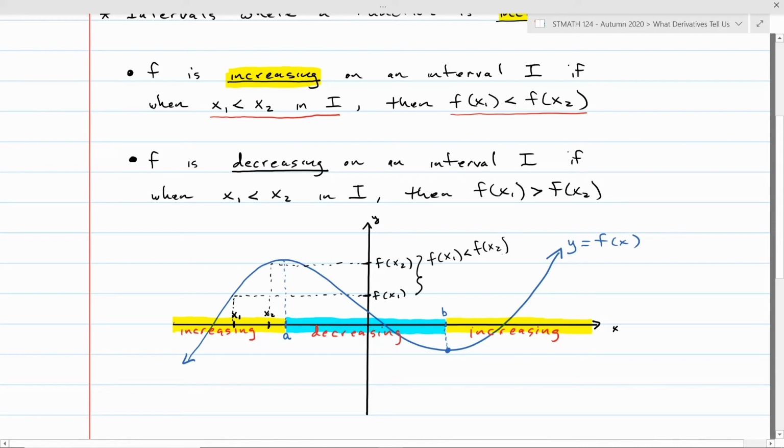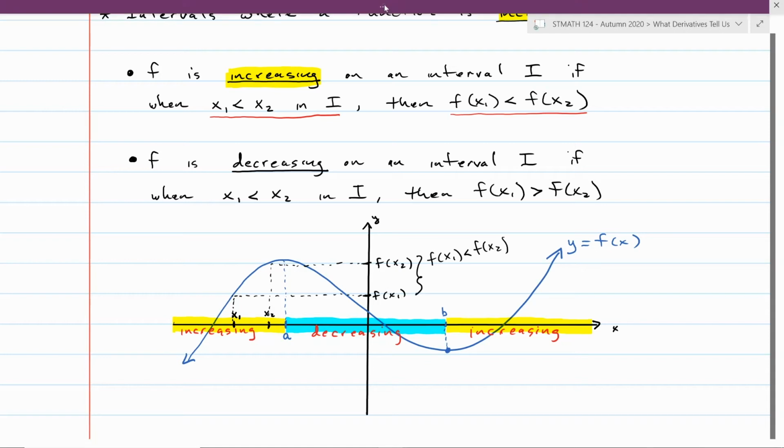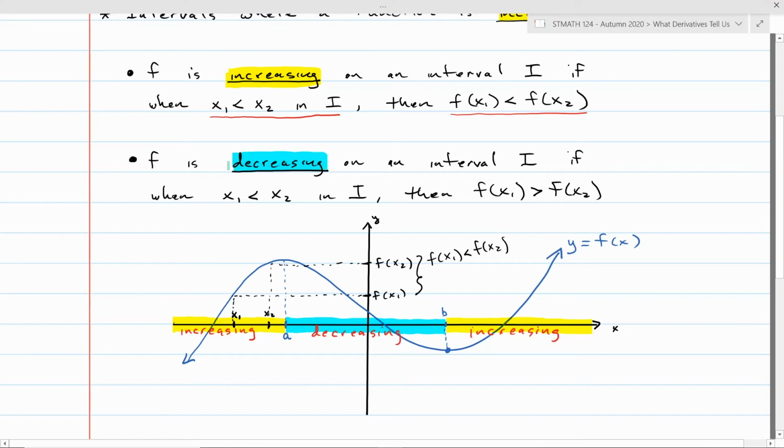And indeed you see that f of x1 is less than f of x2. You can do a similar thing if you pick two inputs in that blue interval where it's decreasing, except you would get the reverse inequality. So the function being decreasing means that when you take an x1 less than x2 in that interval, then f of x1 would be greater than f of x2.